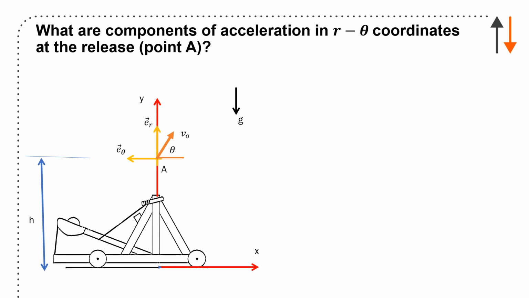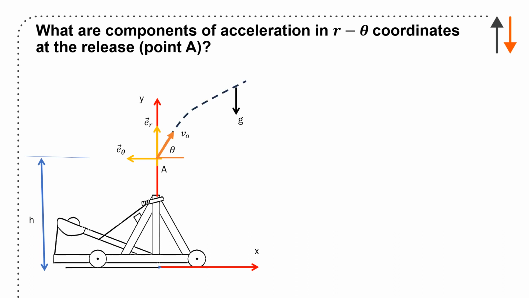And I'm going to also define E sub r and E sub theta. And you'll notice E sub r is pointing outwards from point A, essentially. And E theta is pointing in the counterclockwise direction. So this is where I got to start with.